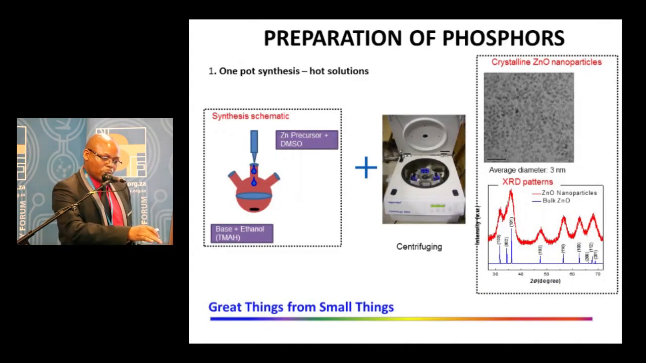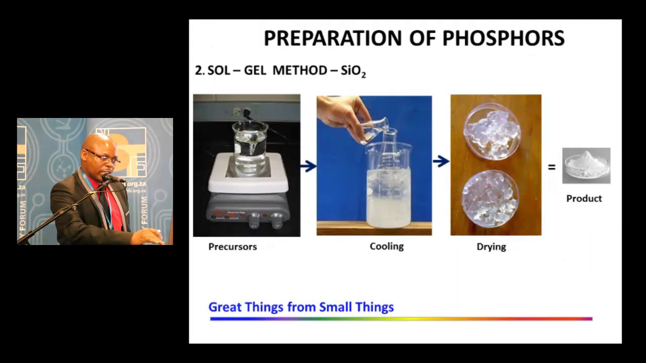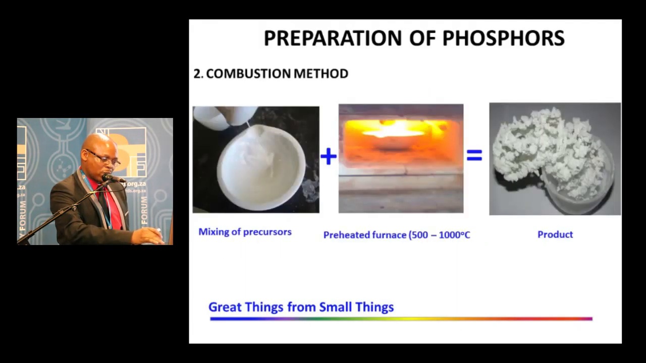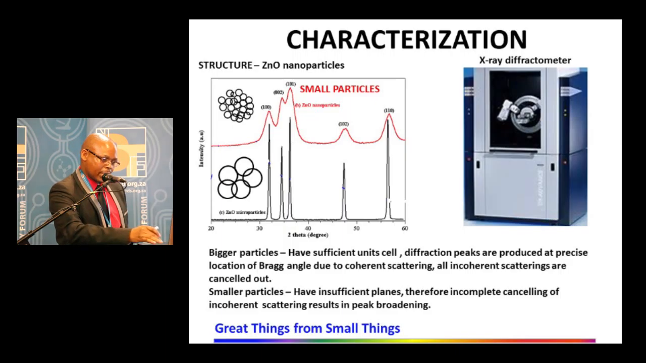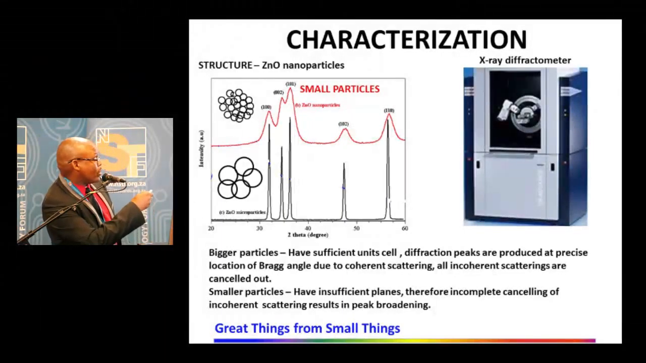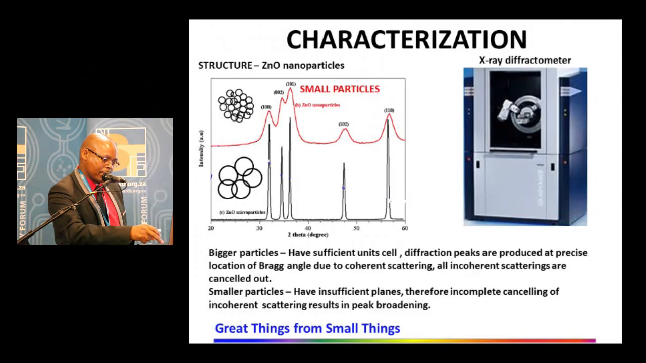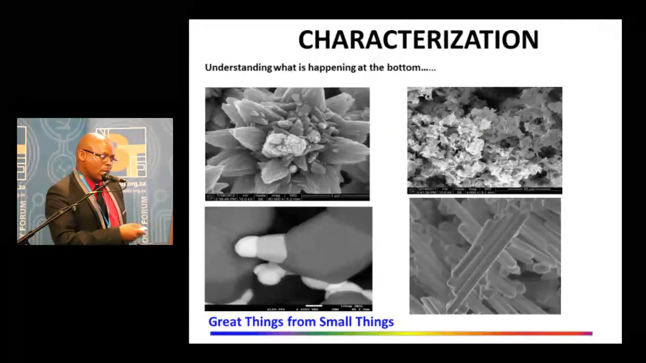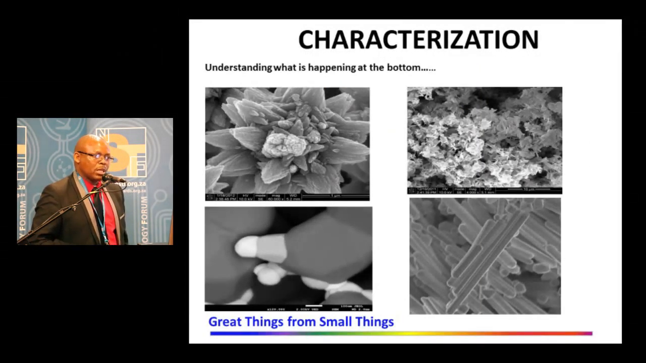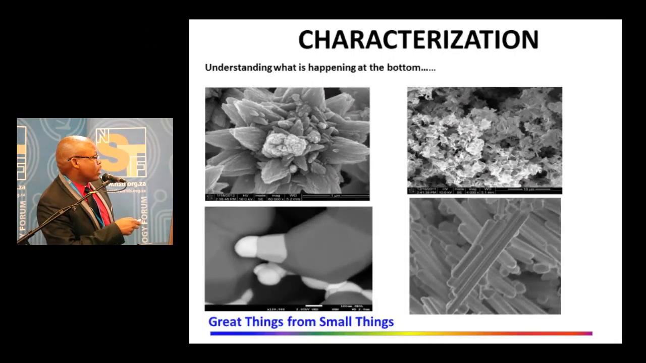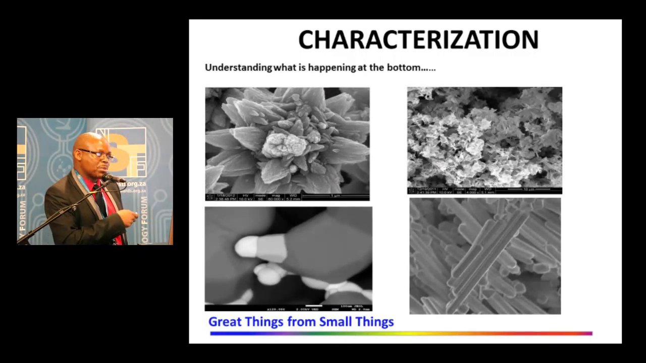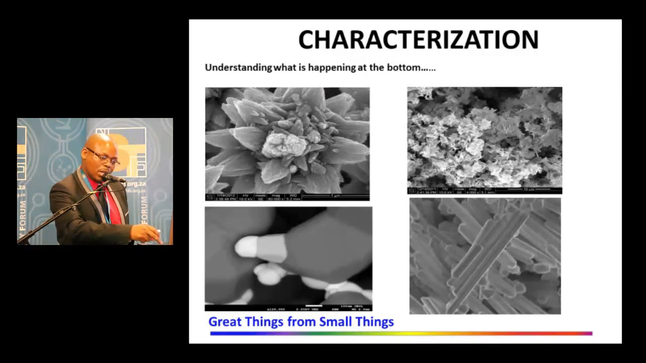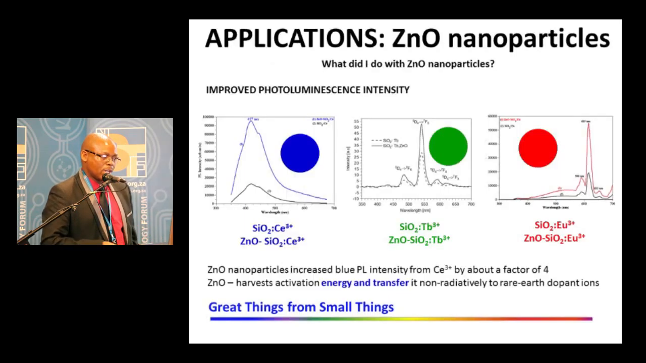I will not go through the preparations. We have different methods of preparing these phosphors: one-pot synthesis, sol-gel, combustion method. We teach students how to do all this. For characterization of the structure, we look at the broadening of the peak versus the narrow, sharp peaks. Also, we try to understand what is happening at the bottom by changing the shapes and the sizes of your particles. I'm going to talk about the shapes of the particles in my applications to solar cells.